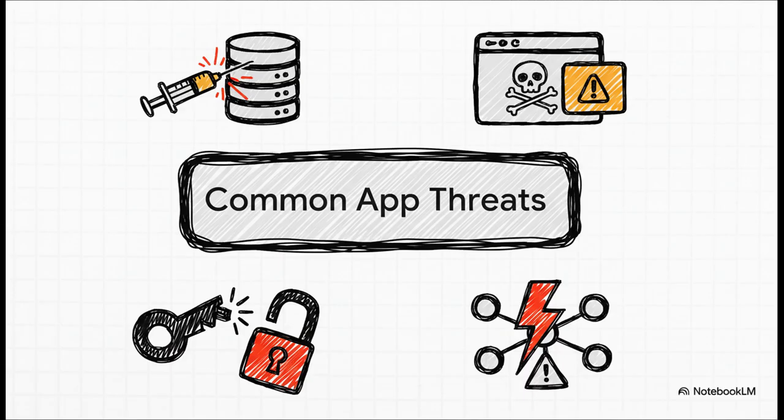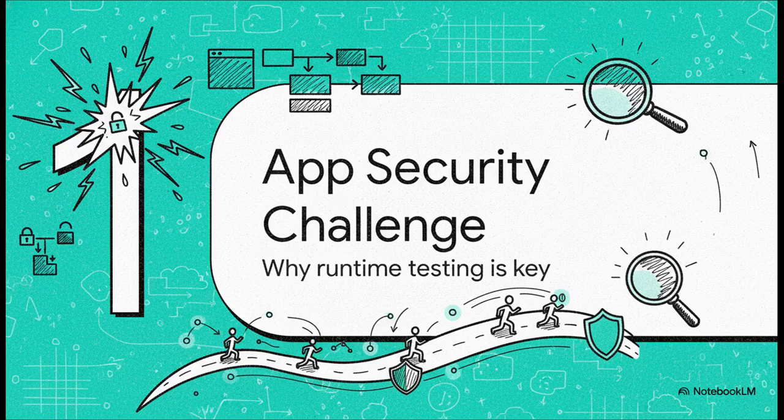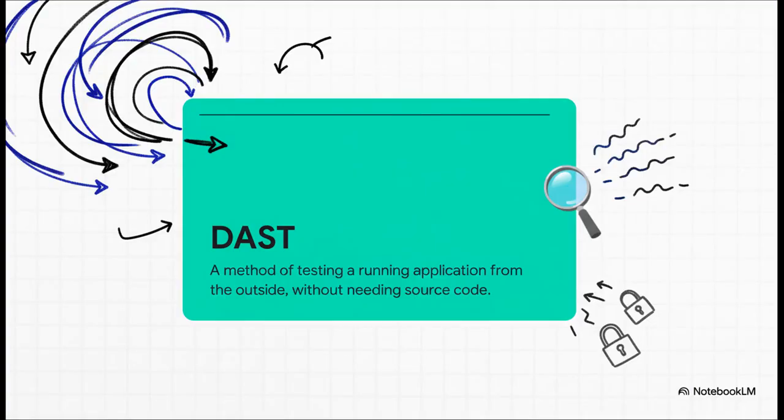These aren't just technical buzzwords. This is the stuff of nightmares for development teams. And that gets us right to the heart of the security challenge. See, it's not enough to just look at your code on a file server. You have to test your app when it's alive, when it's running. That's the only time you can see how all those moving parts, the code, the server, the APIs, actually interact with each other. And this is exactly where DAST comes into play.